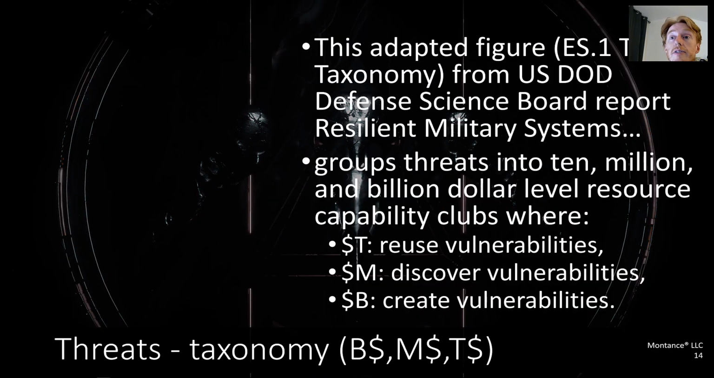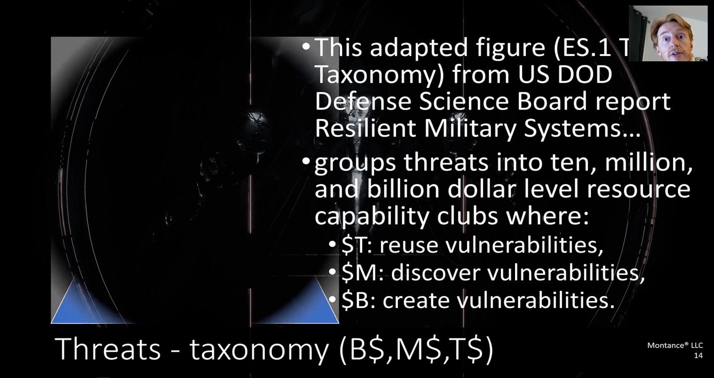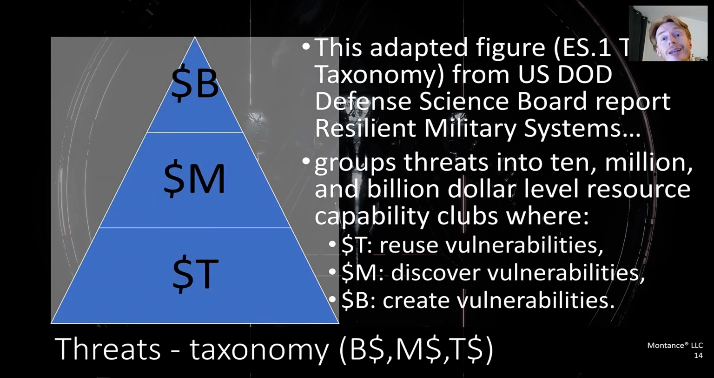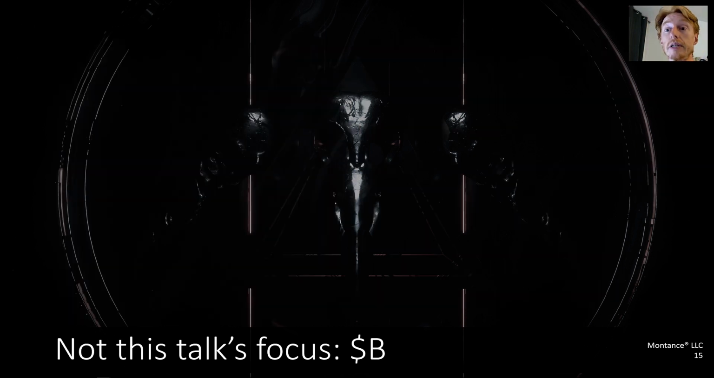So let's look on the bright side in terms of what we're dealing with. This little image is something that I use to understand how attackers attack us. It's adapted from a paper written by the U.S. Department of Defense Science Board, and it's a really good articulation of the problem. They said there's the $10 club, the $1 million club, and the $1 billion club. The $10 club reuses existing vulnerabilities, the $1 million club discovers new vulnerabilities, and the $1 billion club is able to leverage the full spectrum of capability in order to introduce vulnerabilities into the environment.